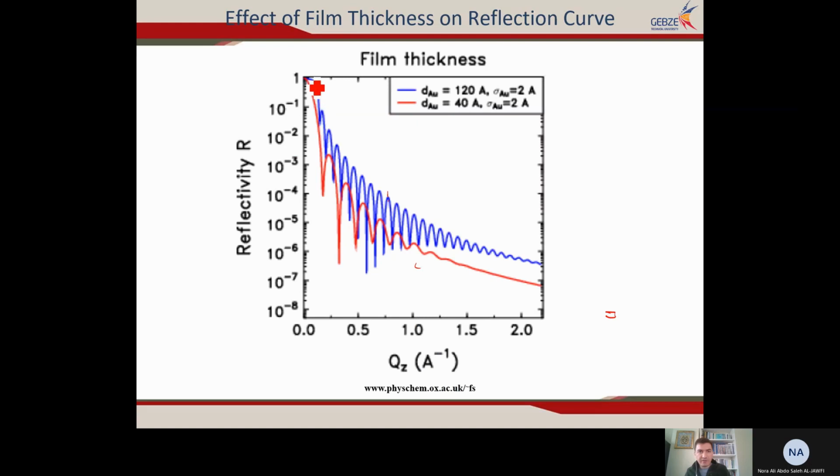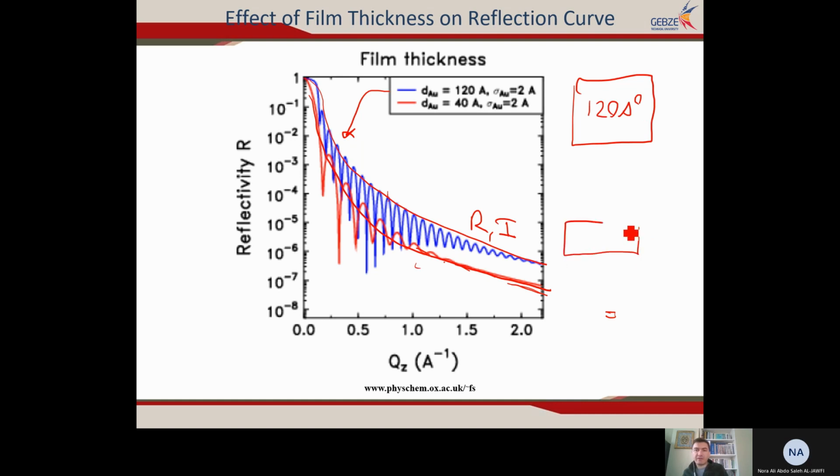Look at the total intensity from the blue curve, thicker gold, and look at the total intensity from the red curve. So the total intensity, or total reflection, from the blue curve is bigger than the total reflection from the red curve. Why? Because in the case of the blue one, we have the thickness 120 angstrom. Here the thickness is 40 angstrom.